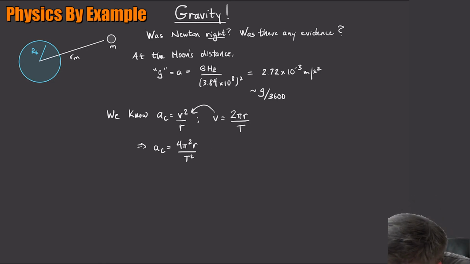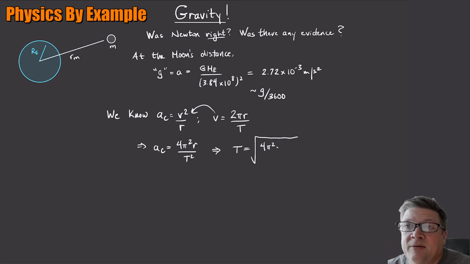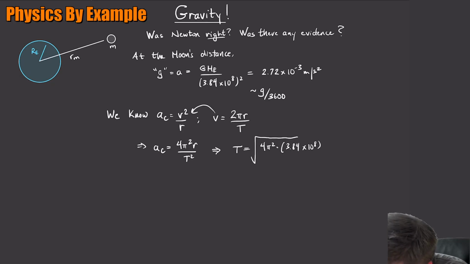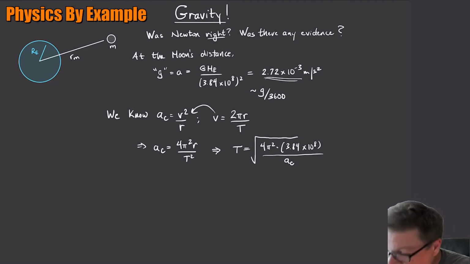So let's compute it. What should the period of the moon be? Because we've already calculated a. So T, the period of the moon, should be the square root of what? 4 pi squared times the distance that the moon is away from the Earth, 3.84 times 10 to the 8th, and then divided by that a_c that we just calculated up here. So if you plug those things in, what you find out is that the period is about 2.36 times 10 to the 6th.